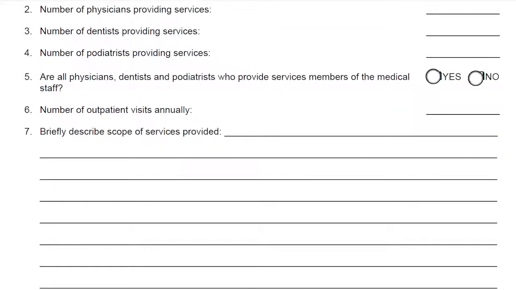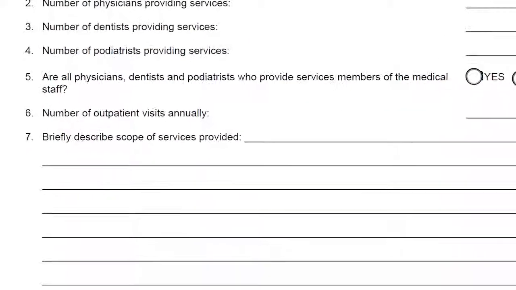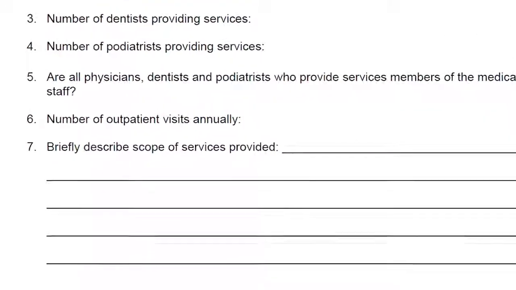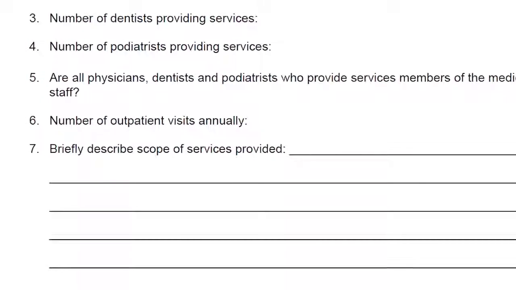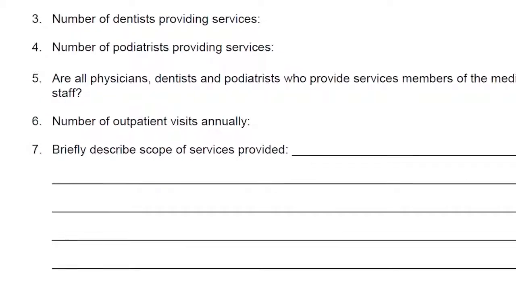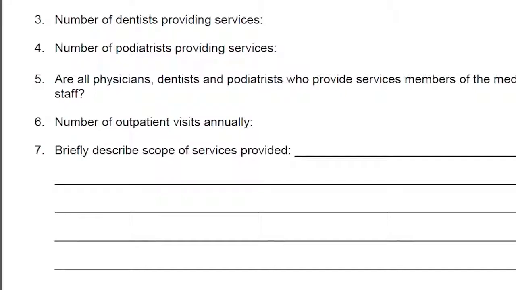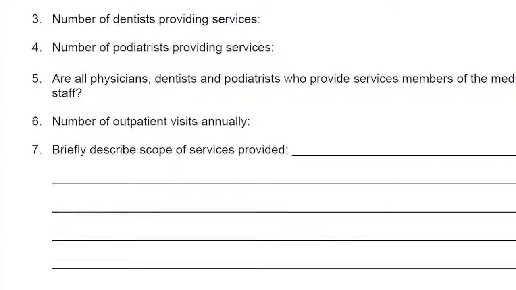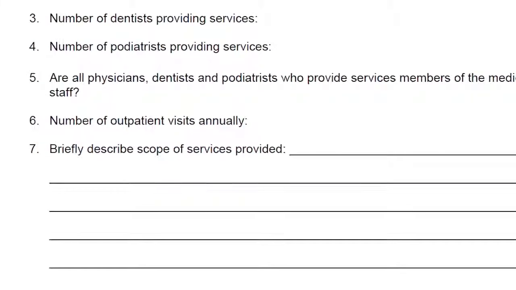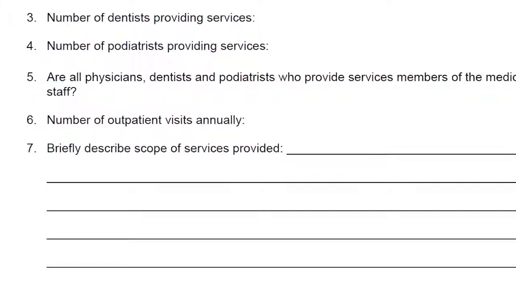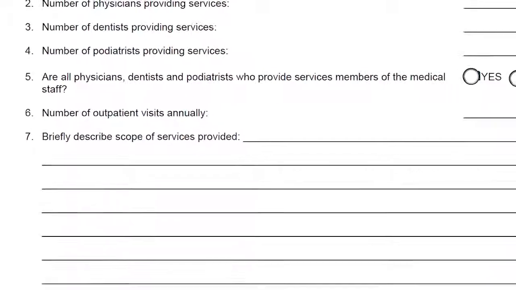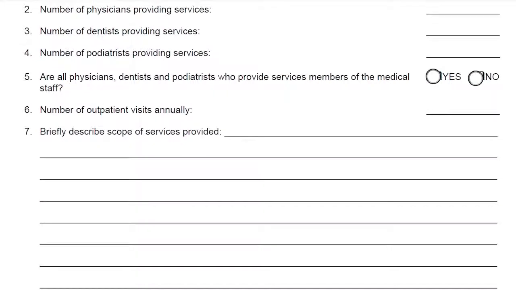For question number 6, number of outpatient visits annually, please list the estimated number of outpatient visits for this particular service. Question 7 is designed to briefly describe the scope of outpatient services being provided. For example, this is a place where you would list the age range of the patients you will be seeing, and the scope of services that you will be providing in the outpatient setting.